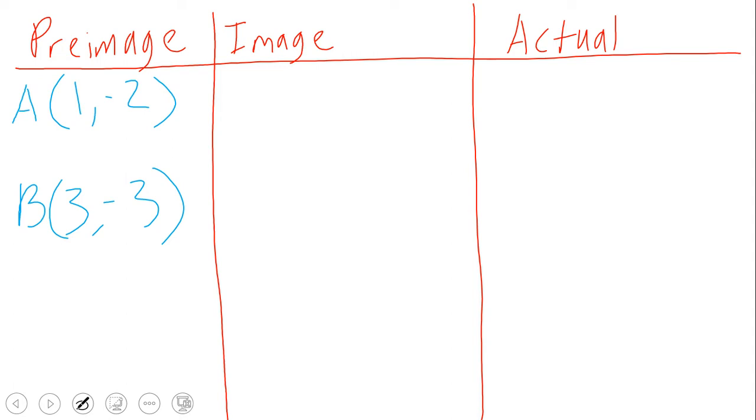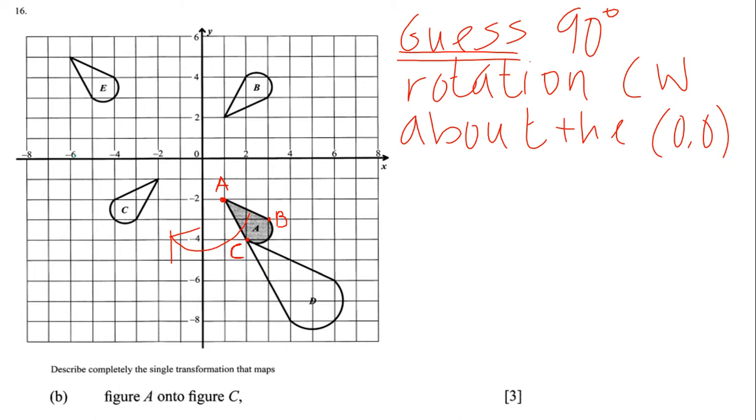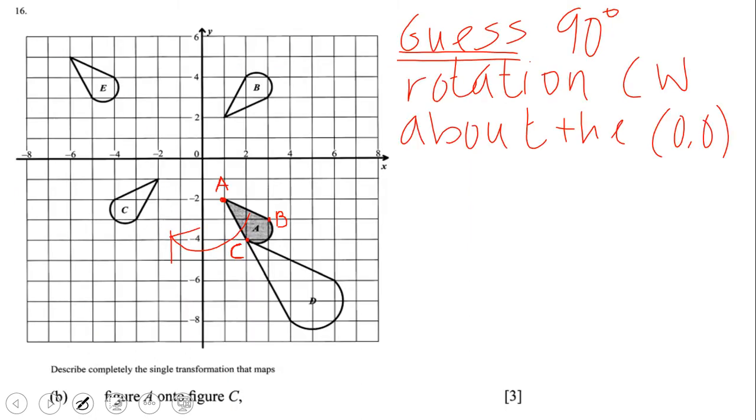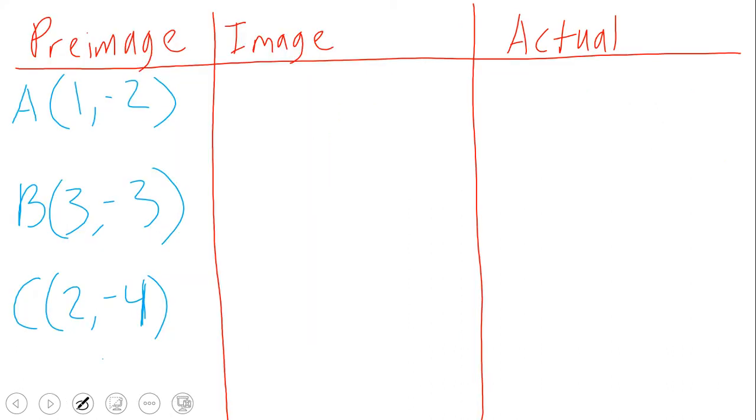I can see the image again. Now we need to figure out what the point C is. C is going to be what? 2 and -4. Right? 2 and -4. All right, good.